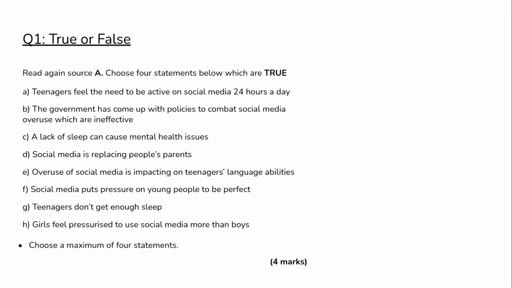So you can see here it says read again source A. So that means source B straight away is not important for this one. Choose 4 statements below which are true. Now you will then have a list of the 8 and you must choose a maximum of 4. And clearly that is 4 marks worth.